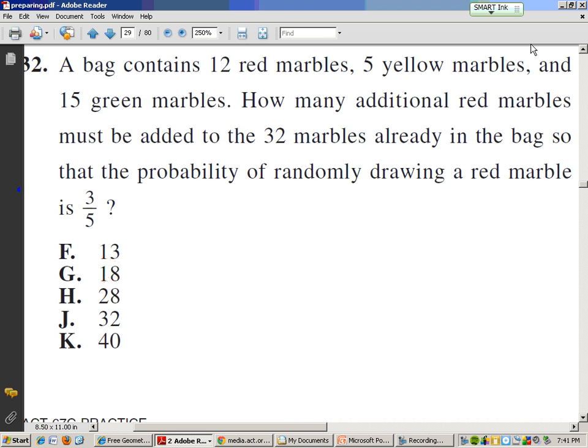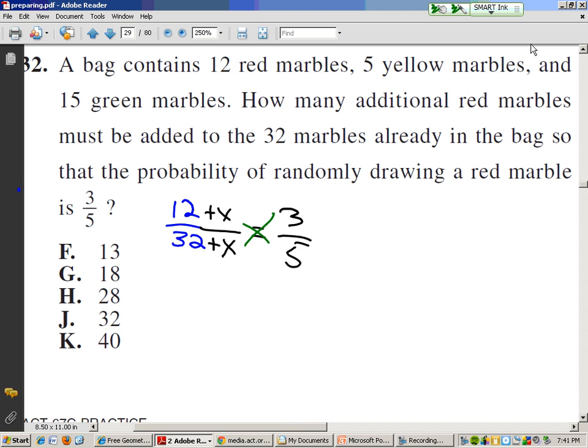They told you we were going to add marbles to the top and to the bottom, right? Right now you've got 12 out of 32, and I want to add some number x to the top and some number x to the bottom, so that when I'm done, I get 3 over 5. Y'all remember how to cross multiply? Cross multiply and solve.